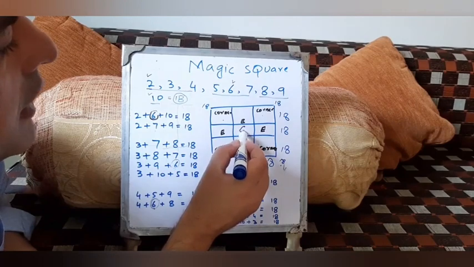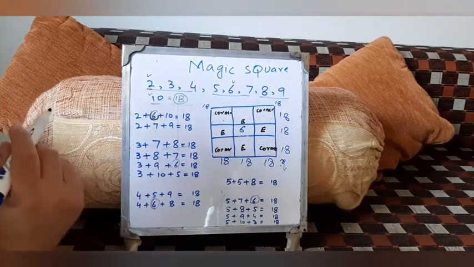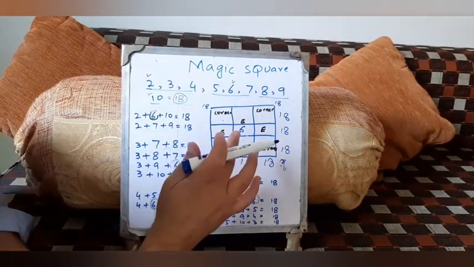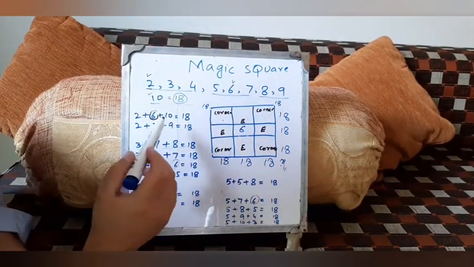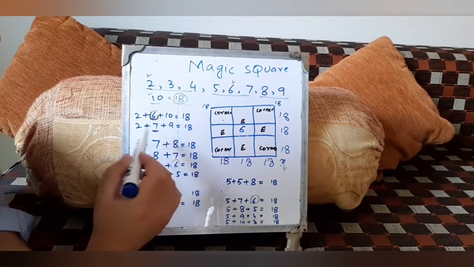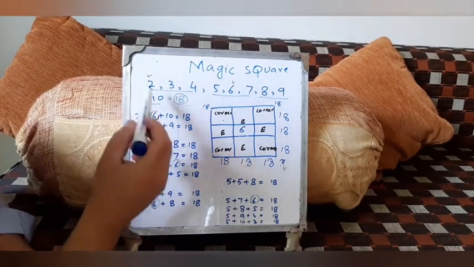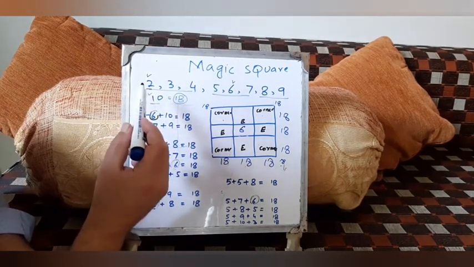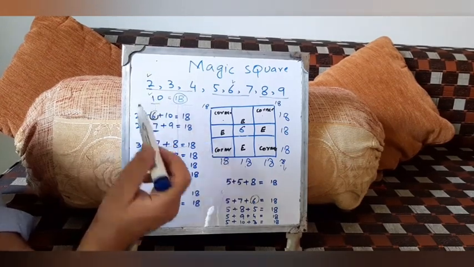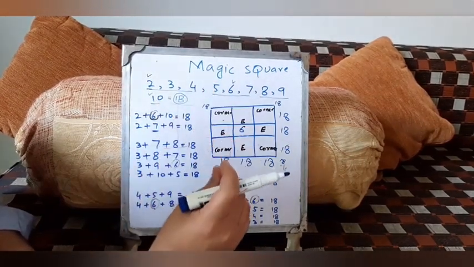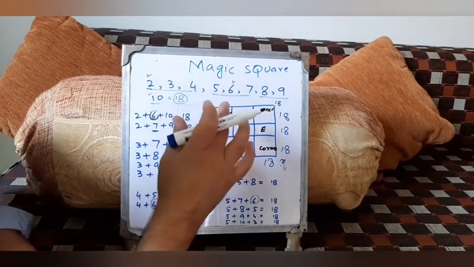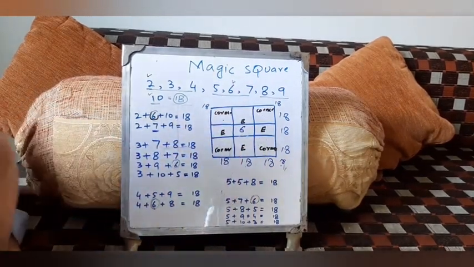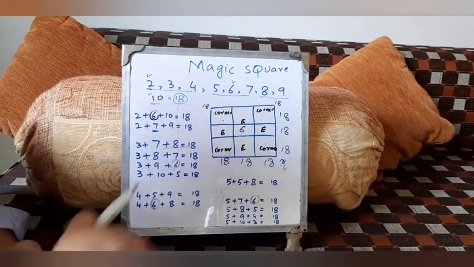to judge that 6 is the central number. So when 6 is the central number, you should just take care of the second number which is involved in the sum of 2, the lowest number. Because now you have to determine which number should you put here at the corner.